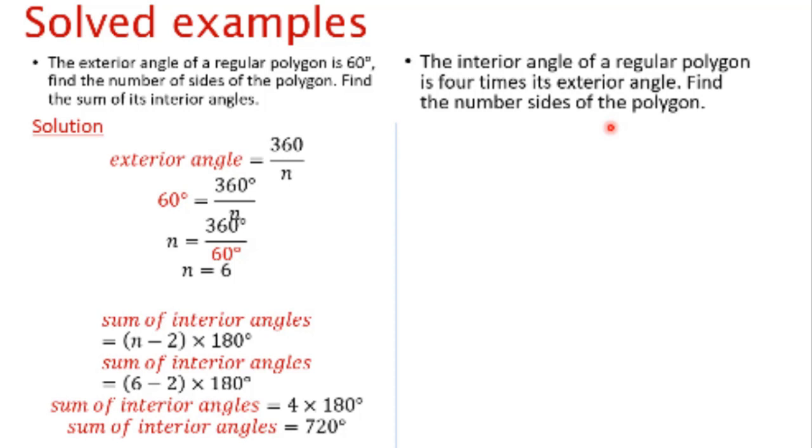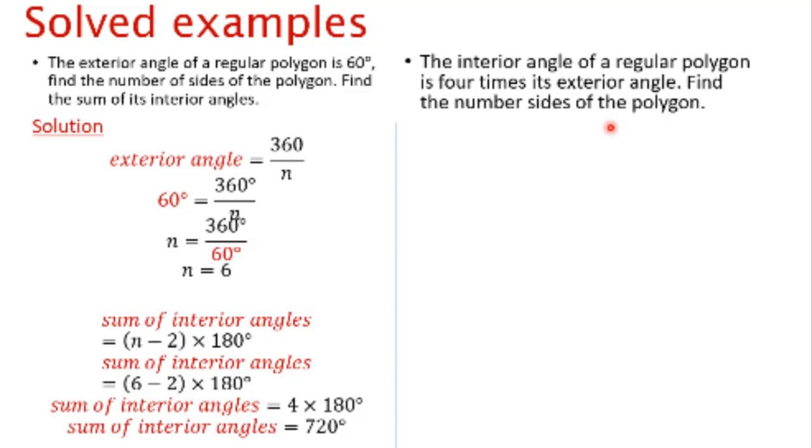The interior angle of a regular polygon is 4 times its exterior angle. Find the number of sides of the polygon. Yes, so this is more like a word problem. From the question, the interior angle is 4 times the exterior angle.